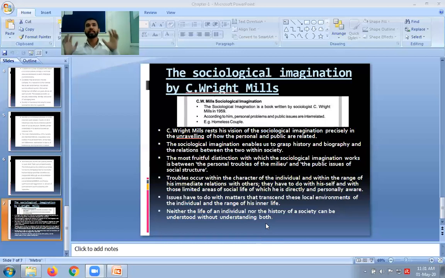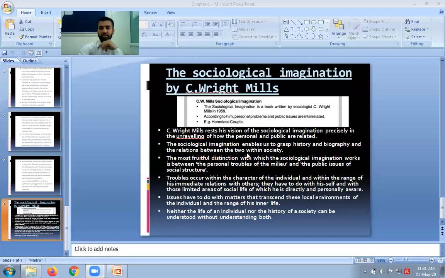And we always think that if more people are facing a particular kind of problem, only then do we convert it into a public issue. But we never convert the problem of a single person into a public issue, but we have to do it. That's what C. Wright Mills wants to say here. I'm giving you more and more explanation so that this concept goes into your mind and you can retain it for a longer time. He says that it precisely means unraveling how personal problems and social issues are interrelated.